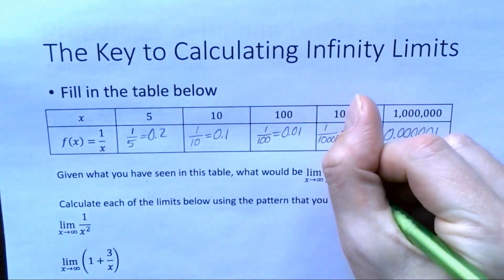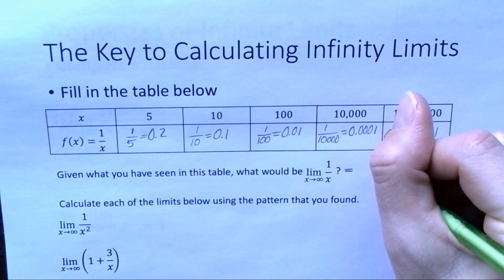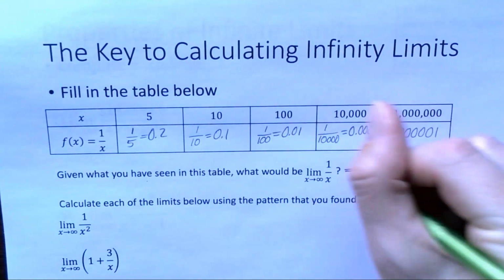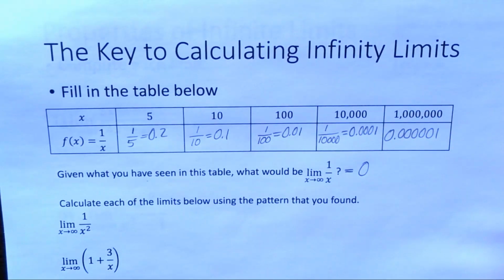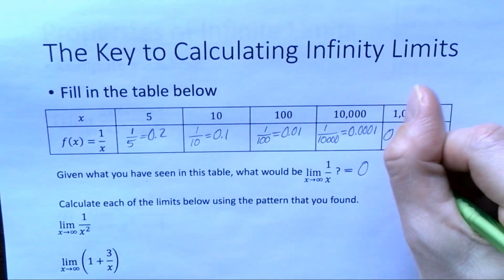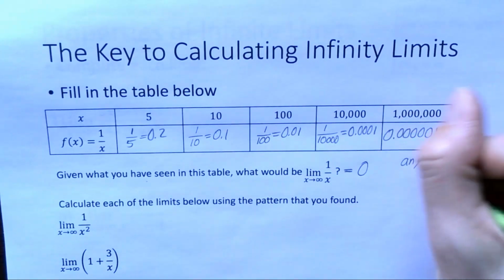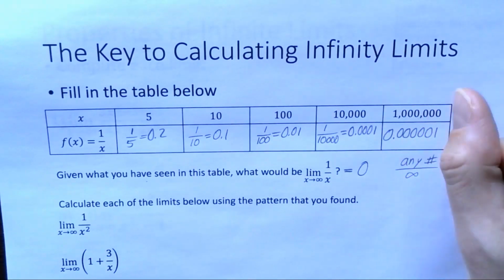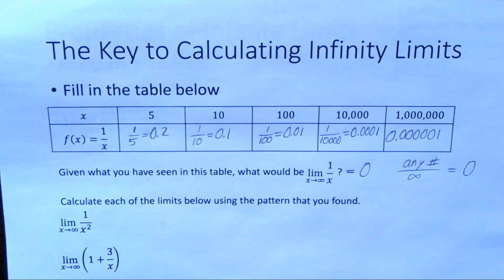say the limit as x approaches infinity of 1 over x is 0. And more specifically, we can say that any number, and this does not include infinity, divided by infinity will equal 0. So even if you take 7 billion and divide it by infinity, it's 0.